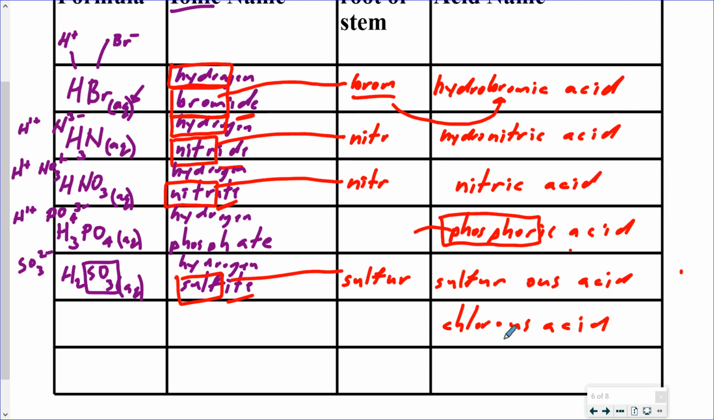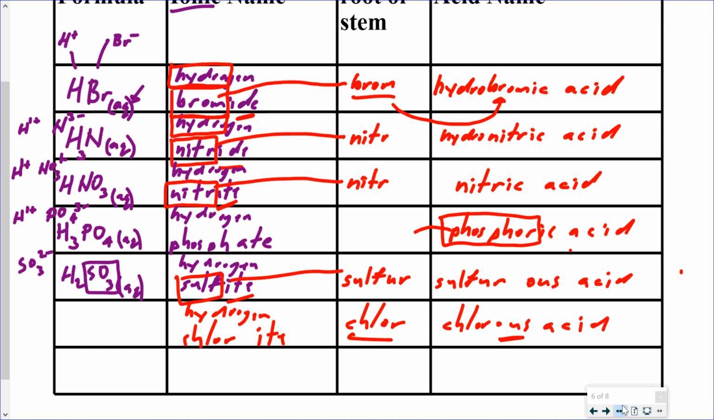Chlorous acid. Okay, so now we have OUS, chlor. We know it has something to do with chlorine in here somewhere, but this is not a binary one. So this is not hydrochloric acid, this is chlorous acid, which means if it's OUS in the name, it must have ITE. So go to your table of polyatomic ions, take a look for something that has ITE, and that is what it is called, is chlorite. So this is chlorite, so it is hydrogen chlorite.